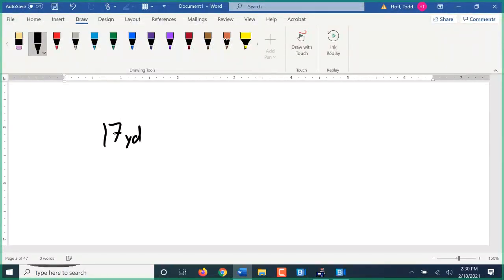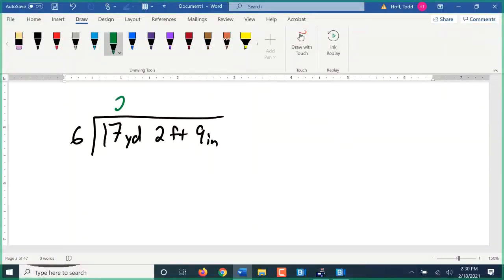Let's say I have 17 yards, 2 feet, 9 inches. And I'm going to divide that into 6 equal pieces here. 17 divided by 6 is 2 yards. 2 times 6 is 12 yards. I subtract 17 minus 12. I'm left with 5 yards. Before I can bring down my feet, I have to convert that 5 yards into feet. 5 times 3 is 15 feet.